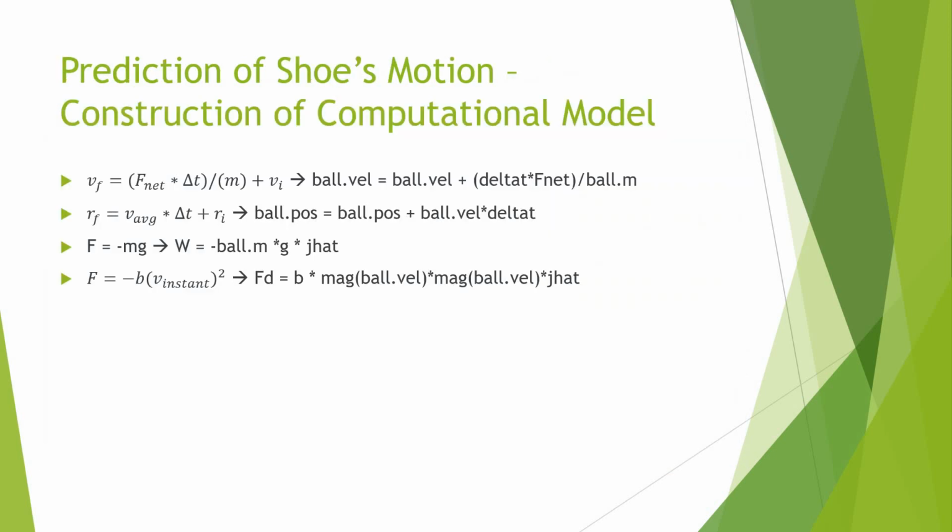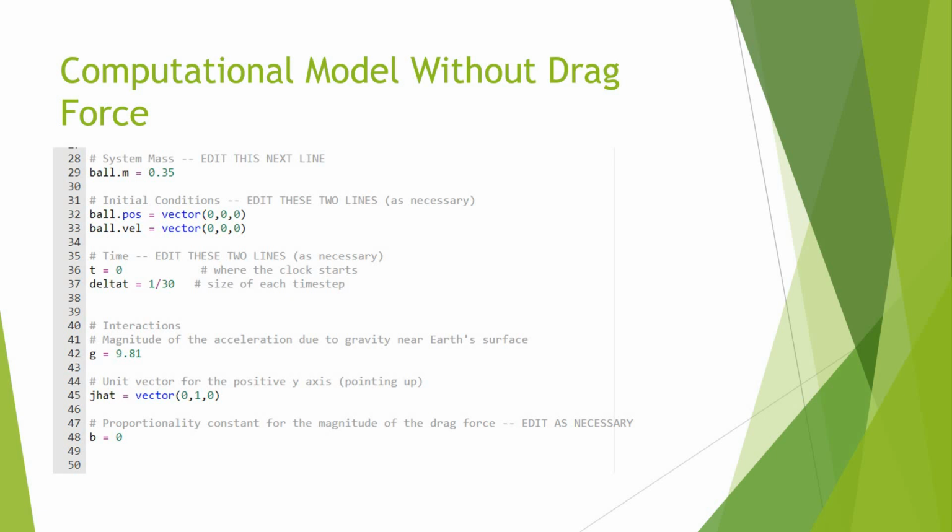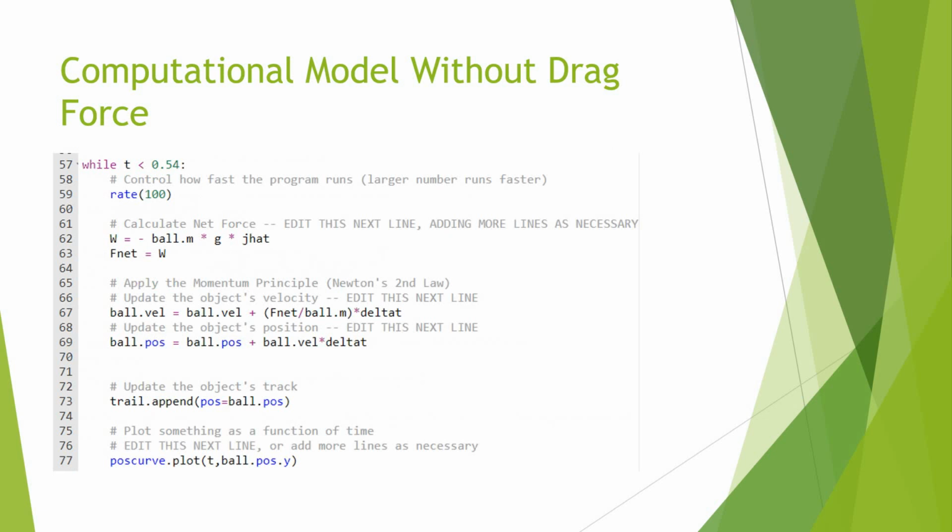To create the computational model, I use the starter code along with the equations mentioned before. These equations are transformed into the Python commands as seen here. An excerpt of my code for the computational model without drag force is shown here. Initially, the shoe was at rest, so the position and velocity are set to 0, 0, 0. The video is filmed at 30 frames per second, so delta t is 1 over 30. B is set to 0 because drag force is not being accounted for, so the proportionality constant is 0. As seen here, the force due to gravity is calculated in the code. Since there is no drag force, the net force is equal to the weight of the shoe.